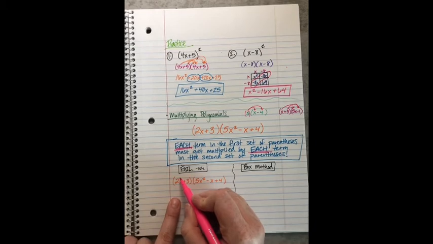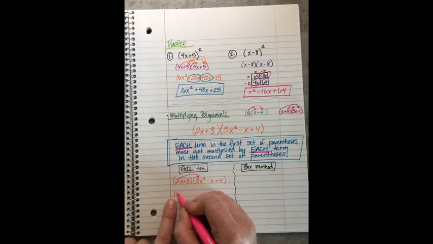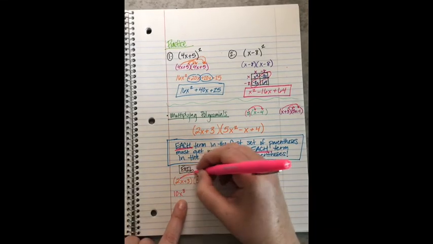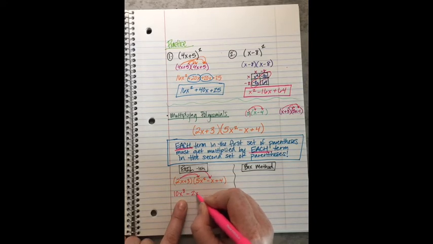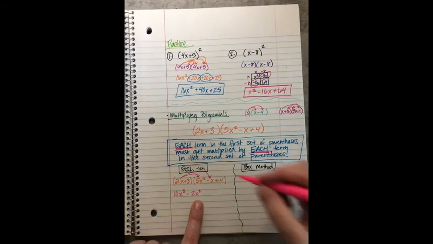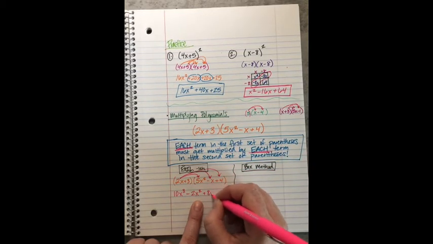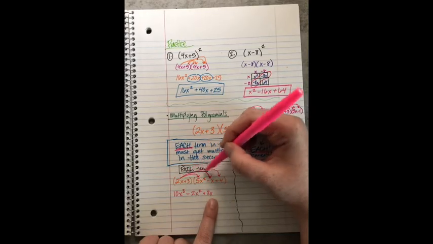So let's start there. 2x times 5x squared is 10x cubed. 2x times negative x is negative 2x squared. 2x times 4 is positive 8x. Okay, so we've distributed that first term to everything.